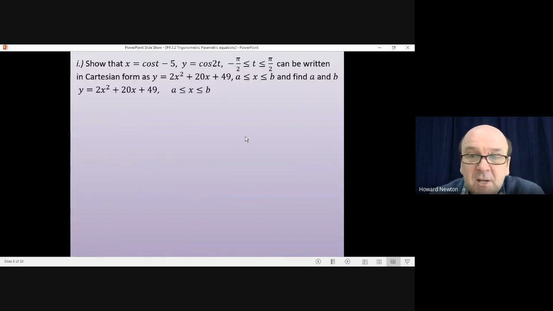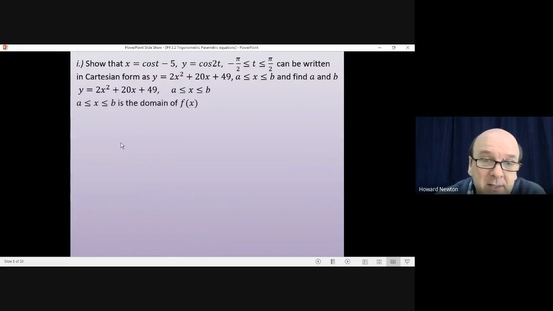Now, the question then goes on and says, find the domain of that function. Find the values of a and b. What do we have to do to find the domain of this function? We need to go back to what we learnt in the last lesson. So x between a and b is the domain of the Cartesian form of the equation.